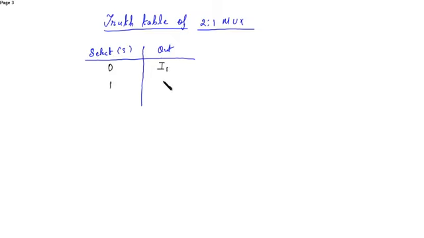Select is 1, output is I0. We have to check whether the truth table is correct or not. This I1 and I0 is a 1-bit value, so it can be either 0 or 1. So now let's see what happens if we apply this to the schematic.